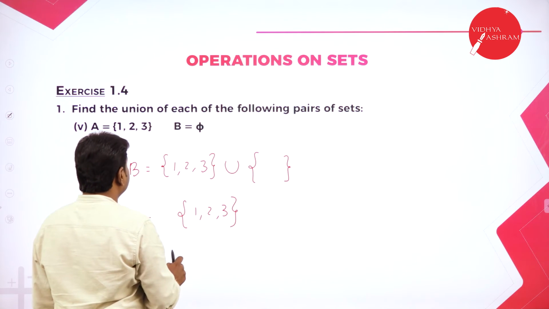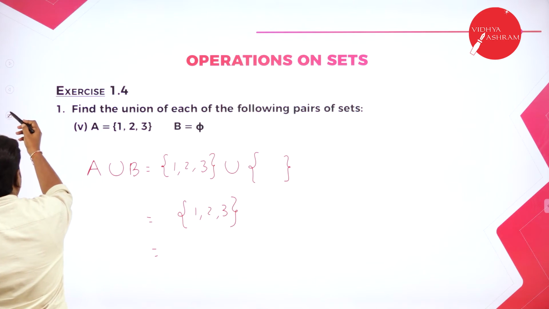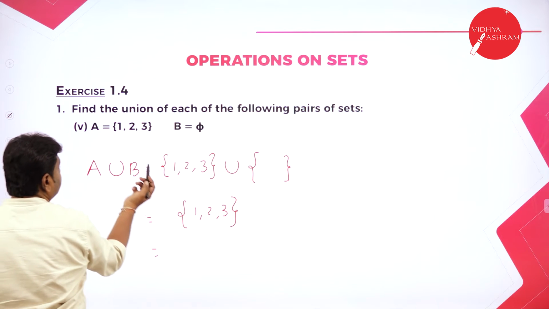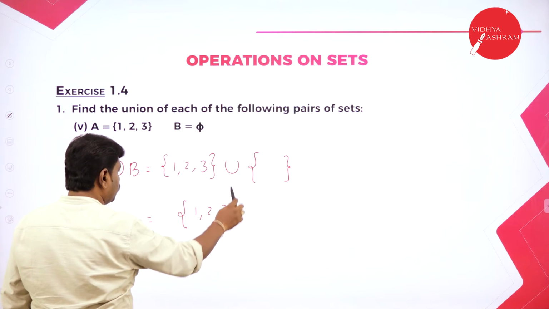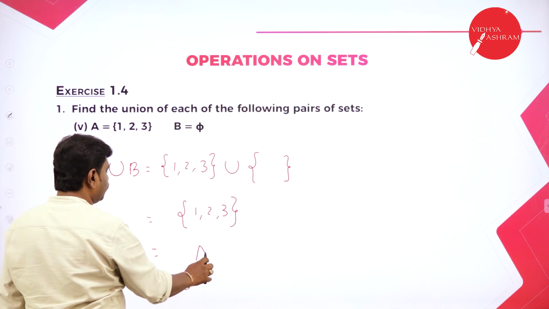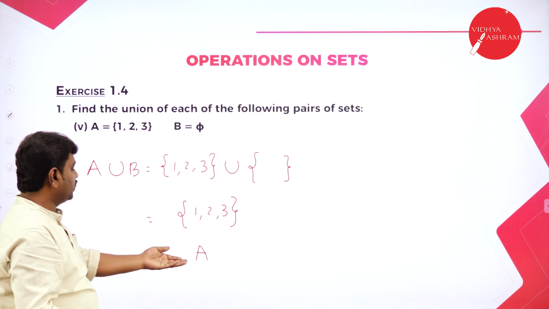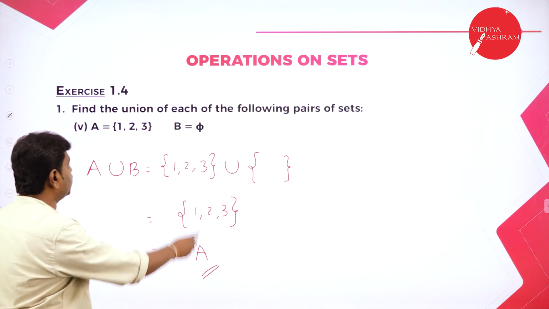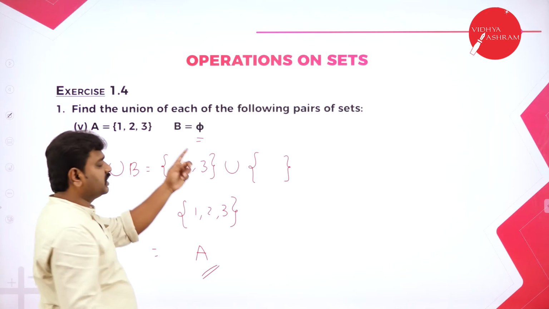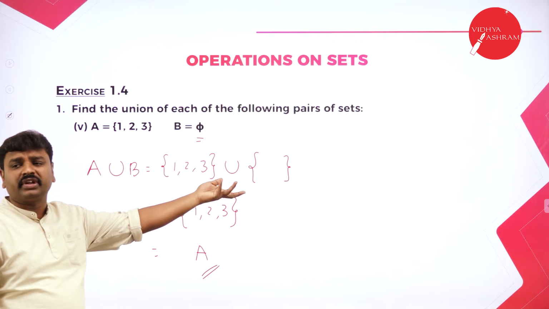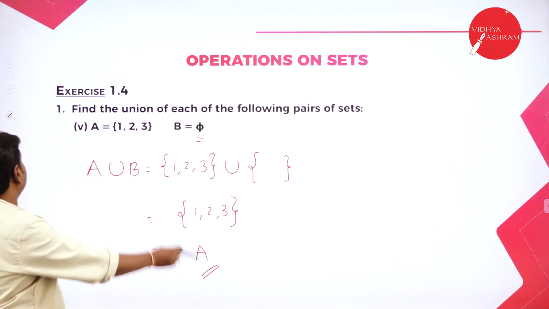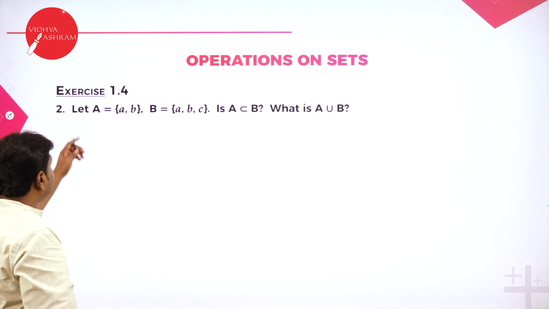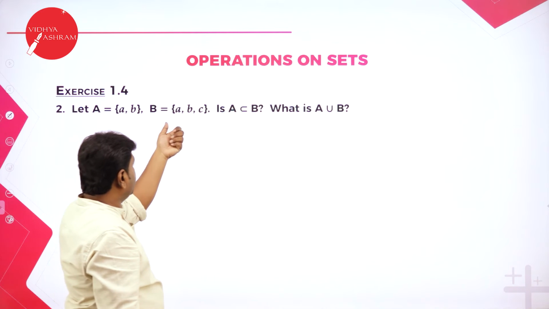So they want A union B. B is a null set. So A union B is A union null set. You get A only. If you observe, 1, 2, 3 is what? A. We will get A union B as A because B is a null set. You know this symbol, psi means what? Null set. Null set or empty set means what? A set without any elements.